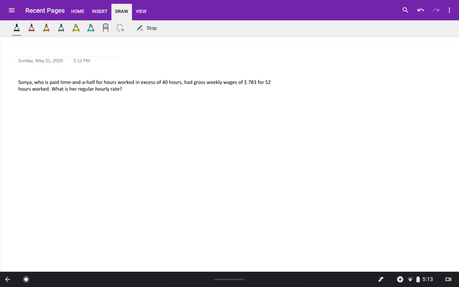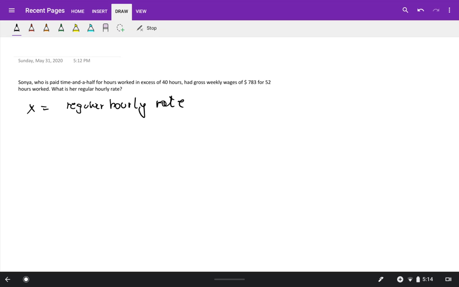So what you want to do, you want to find X, which represents the regular hourly rate. So technically, how much we make per hour. Okay. So we know that, of course, if you work 40 hours, you're getting your regular hourly rate. But if you work overtime, which is more than 40 hours, they pay you time and a half for each hour you work. Okay.